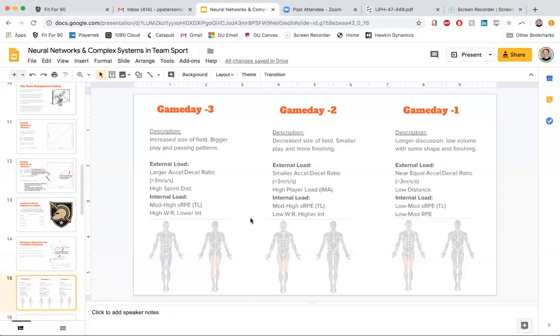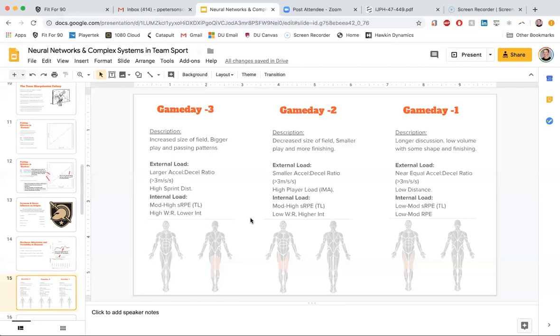Now, that of practice, this is where we get after them a little bit because we know we have that opportunity. Game day minus two is typically where we might play a little small sided, decreased size of the field, and smaller play with a little bit more finishing, so a little more anterior dominant hip flexor stuff going on there.